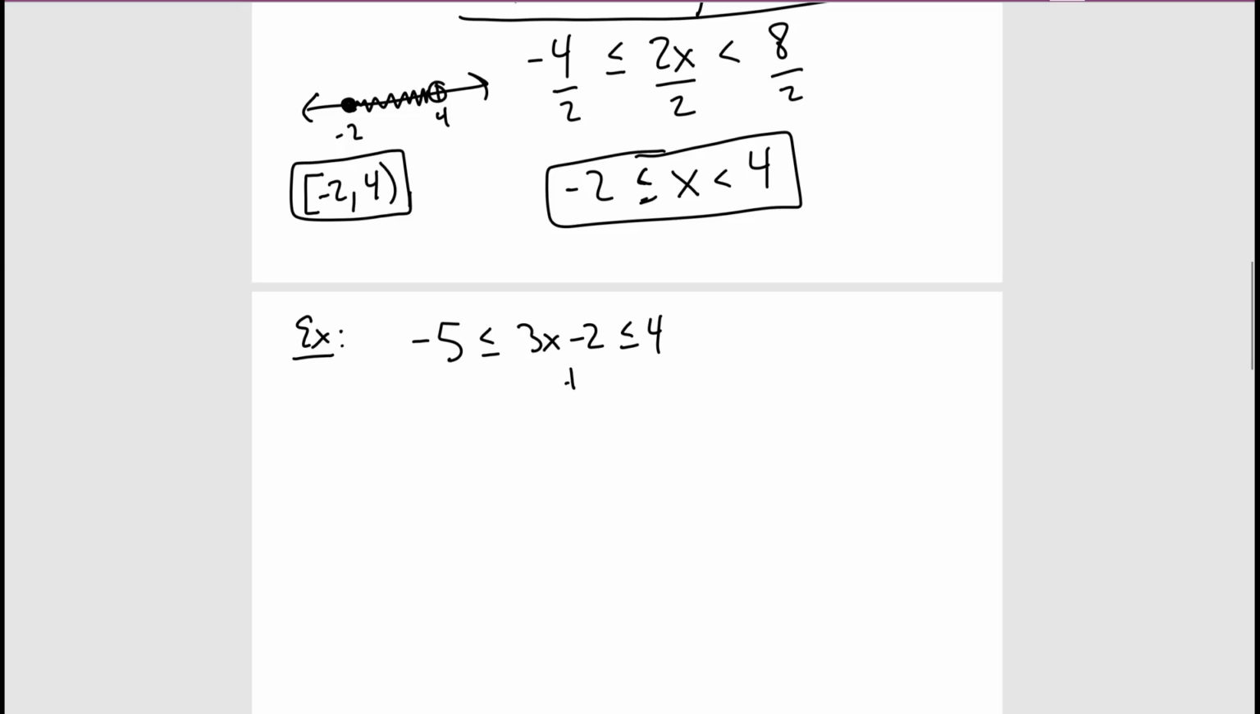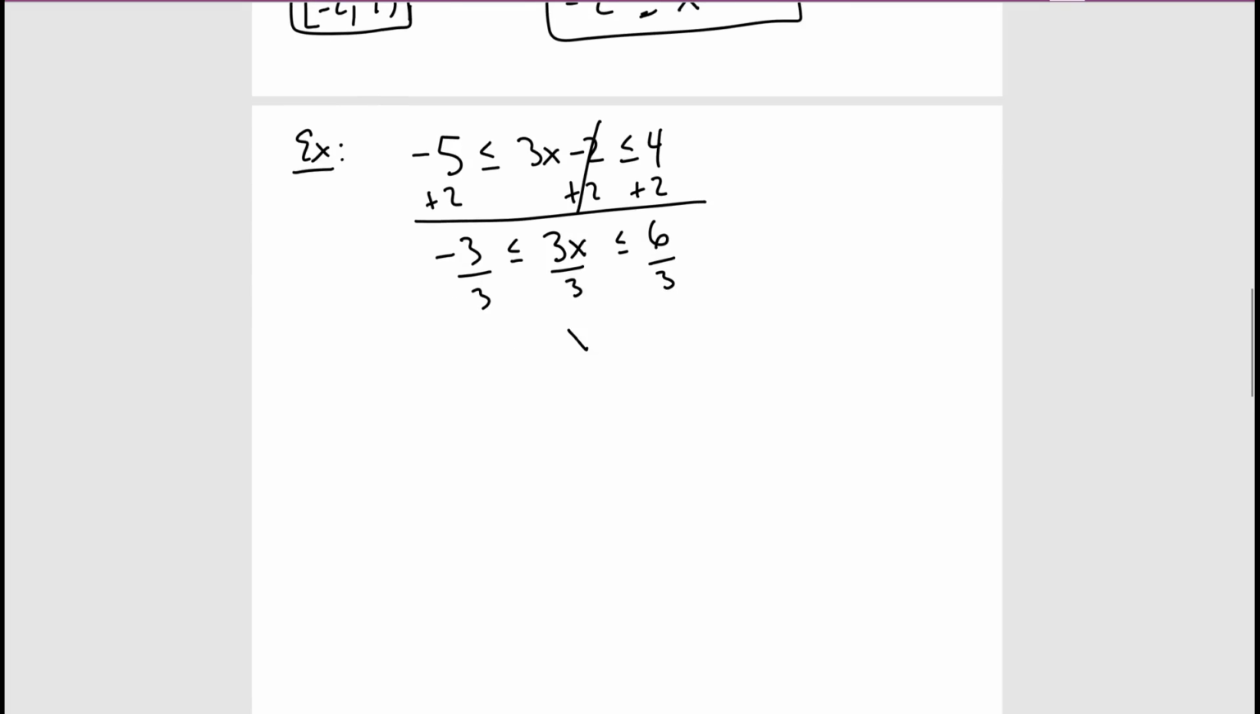So first I'm going to add 2 to both sides. So this is going to go away. I'm left with 3x, and now you have a less than or equal to sign here. -5 plus 2 is going to give me a -3. Over here, I'm going to get a +6. Divide by 3, divide by 3, and divide by 3. So x is going to be between -1 and +2.